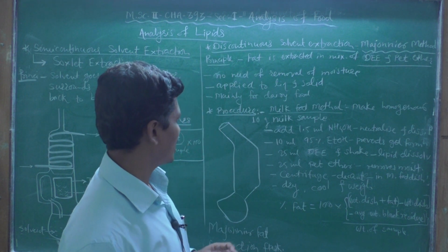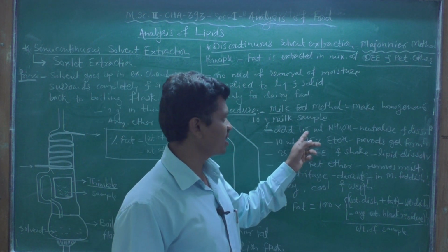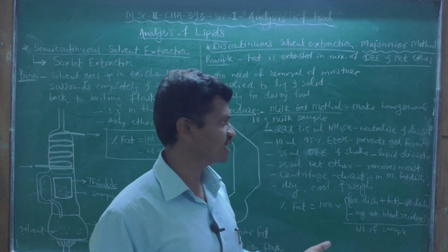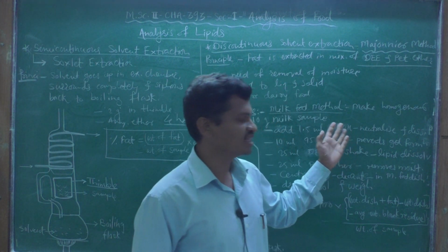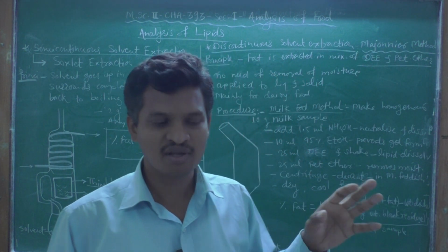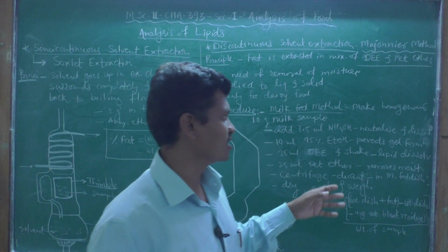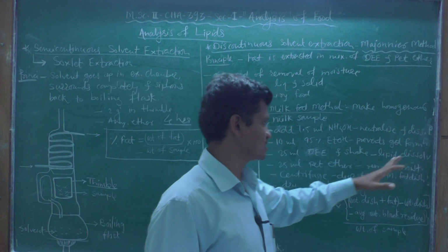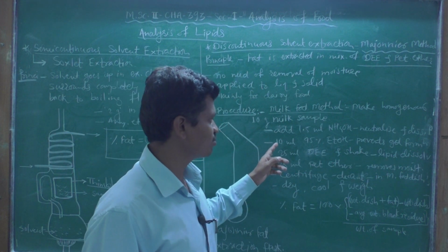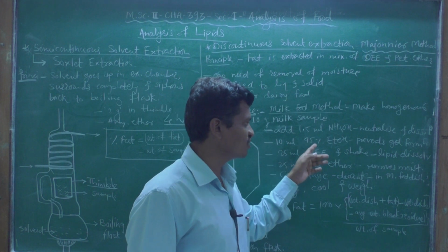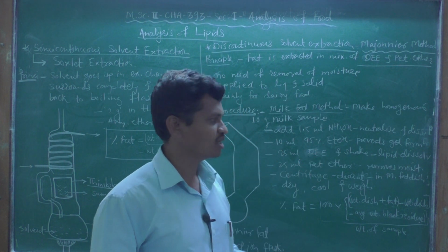Then add 1.5 ml of ammonium hydroxide. We know that ammonium hydroxide is basic or alkaline in nature. So what is the use of that? This will neutralize whatever acidic moiety is present in our milk, and it dissolves proteins also. Then the next step is add 10 ml of 95% ethyl alcohol.